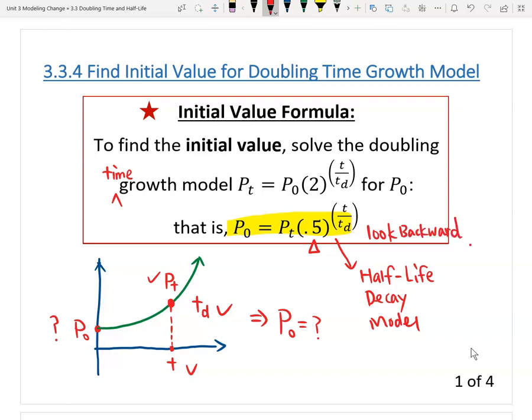What does it mean? If we take the future PT on this graph as the initial, and then look backwards, can you see? Therefore, P0 in this half-life decay model is the future, and we still need to find the future value for a half-life decay model. Half-life decay model is still exponential decay. We will learn this a little bit later. For this formula, I will prove it at the end of this video. But first, let's practice this formula.